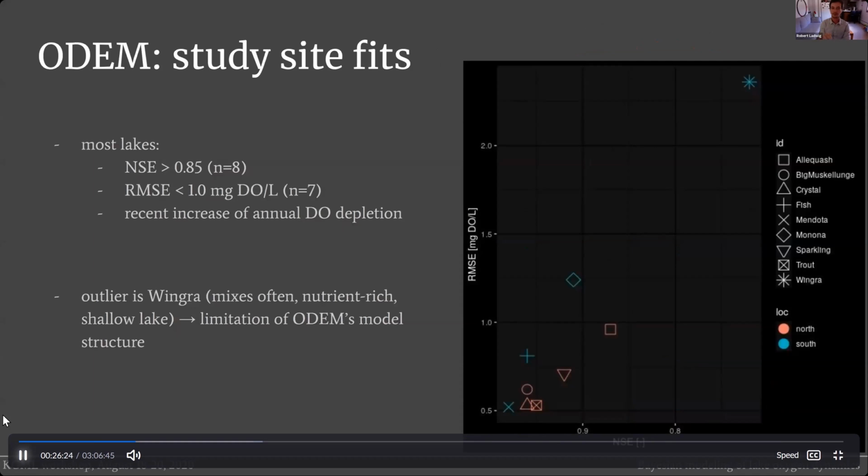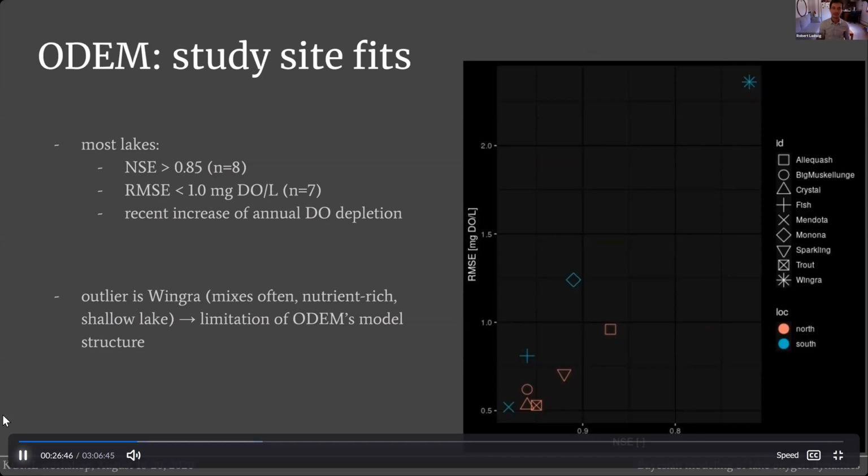We only have one outlier, which is on the top right. This is Lake Wingra, which mixes often during summer. It's also nutrient rich and is a very shallow lake. And so now we know that these configurations of lake systems don't work with our process-based model. So this is a really important limitation that we now know.